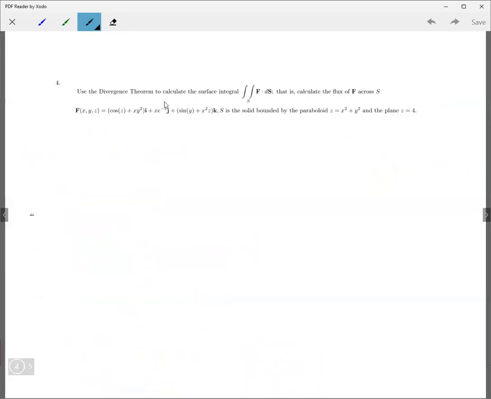Okay, so it's a surface integral, and you're looking for the flux. And so here we have a paraboloid and the plane. So this is a solid bounded by the paraboloid and the plane. So let's take a look at what this looks like.